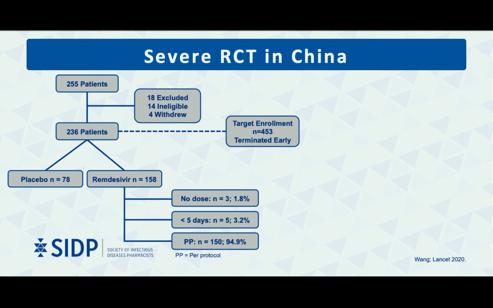Patients were randomized in a 2-to-1 fashion to remdesivir or placebo, with 158 patients in the remdesivir intention to treat population. Of these, 3 patients received no doses of remdesivir, and 5 patients received less than 5 days of therapy. This left 150 patients in the per protocol population, or 95%.